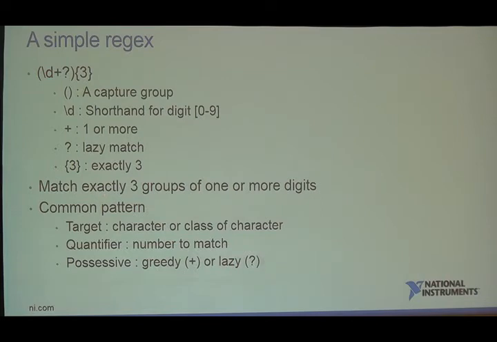If you just learn to read it that way, then a lot of these things can start to make sense. The common pattern you see is that there's a target, which is a character or a class of characters. Here the target is a digit. The quantifier is how many I want: 1 or more. And possessiveness: is it greedy or lazy? That's right here. So this part is one of these units of target, quantifier, possessiveness.